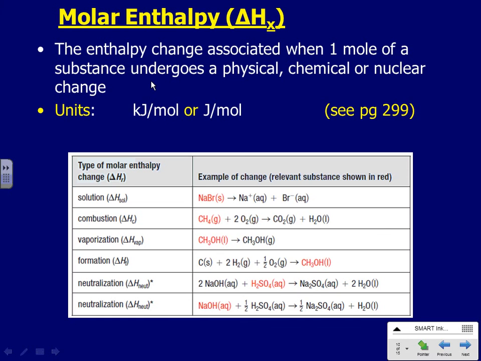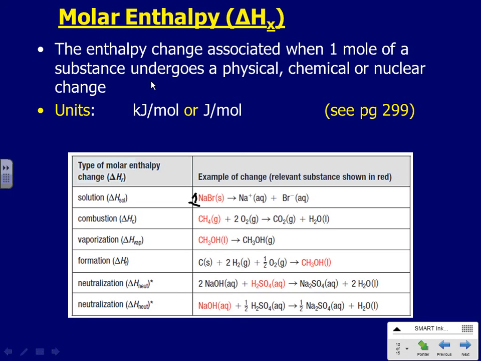Now, hopefully you've written C page 299, because this table is on it. And here are some examples of some different types of molar enthalpies. If a substance dissolves, goes from a solid to aqueous, in other words, we dissociate it, then that's a delta H of, and it says here, SOL, solution. But because it's a subscript on the delta H, that tells me it's a molar enthalpy. It's going to be per 1 mole of NaBr.